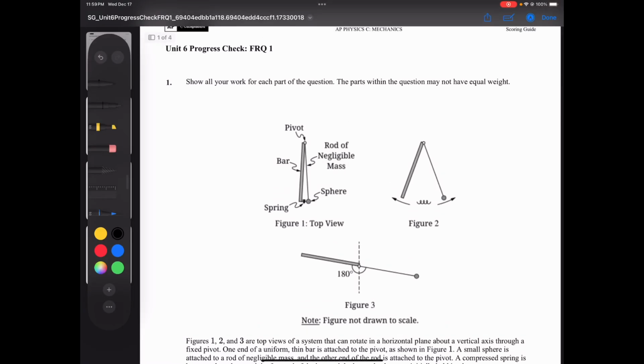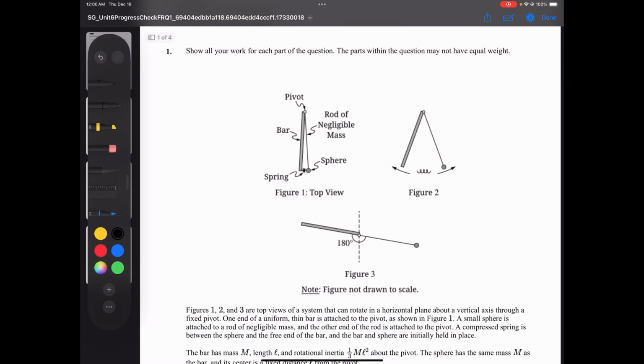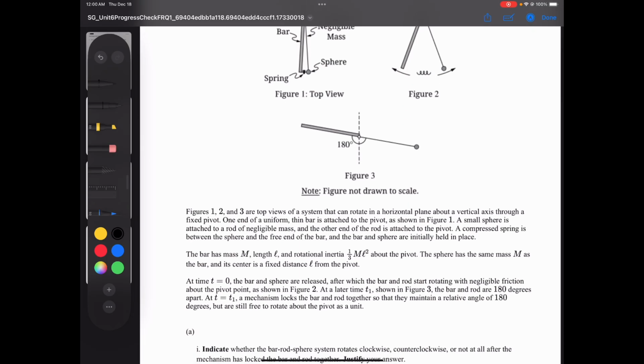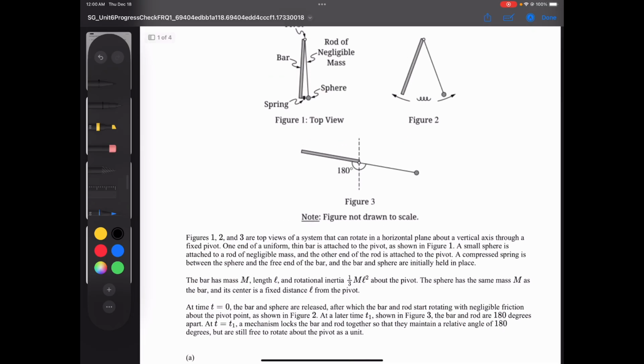Okay, so here's the first FRQ for Unit 6, progress check. Here we have a bar and a sphere. They're connected by this pivot point, and there's a little spring in between them. The spring's going to launch the bar and the sphere away from each other, and they're going to rotate with respect to that pivot point, and then there's a locking mechanism that locks them together after the spring is launched.